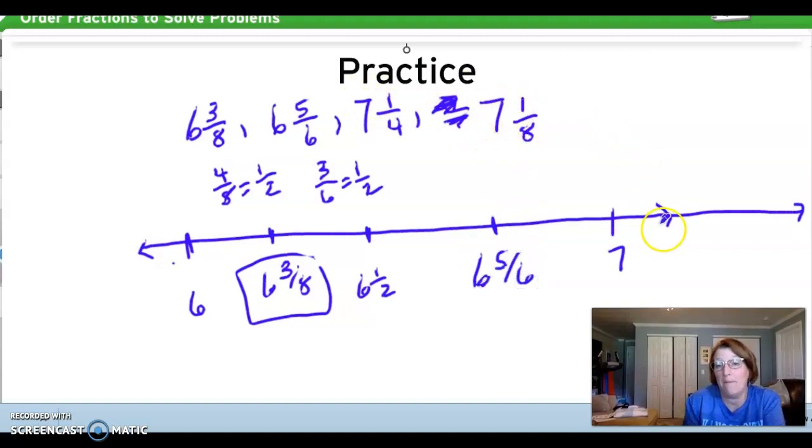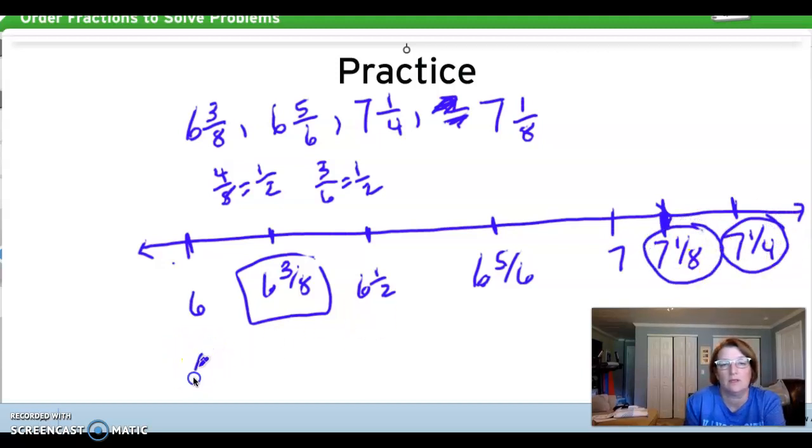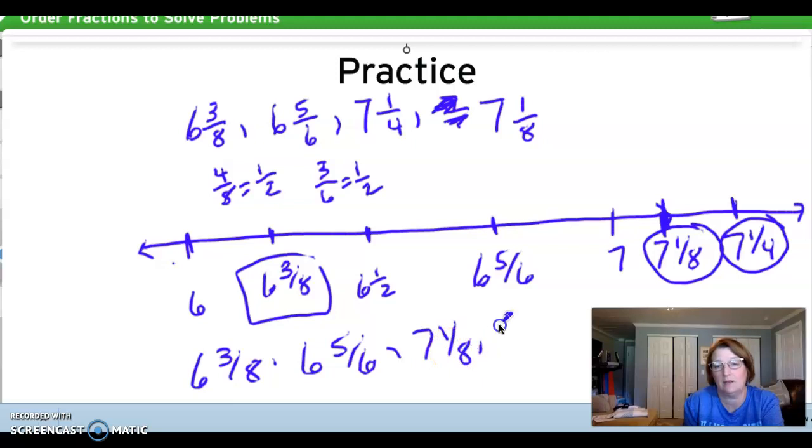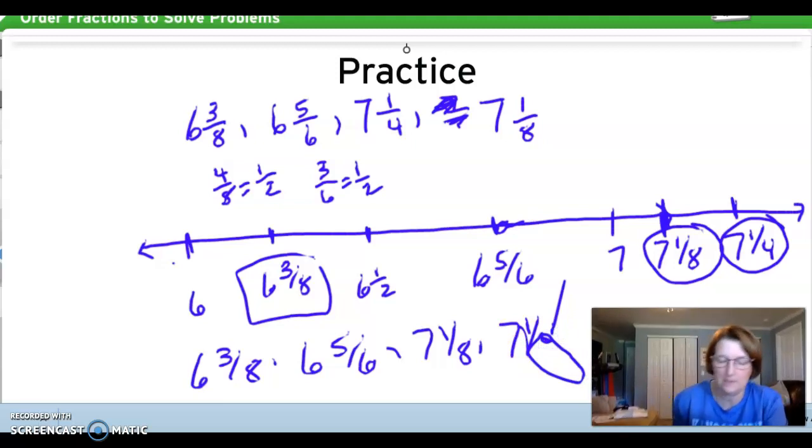The next two are both above 7. So we've got these two to go. And we'd stop and think, which is smaller, which is going to give us that smaller piece, a 1/4 or an 1/8. Well, taking one whole and cutting it into 8ths is going to give us a smaller piece than cutting it into 4ths. So now we've got all of these in order. 6 3/8 would be smaller than 6 5/6, which is less than 7 1/8, which is less than 7 1/4. And that's ugly too. Hey, just like school, I have no control over the pen sometimes.